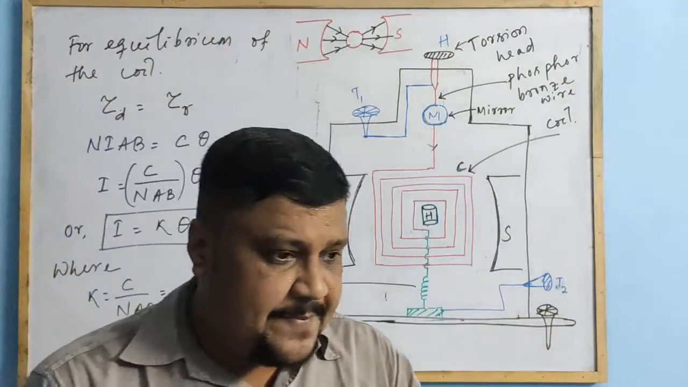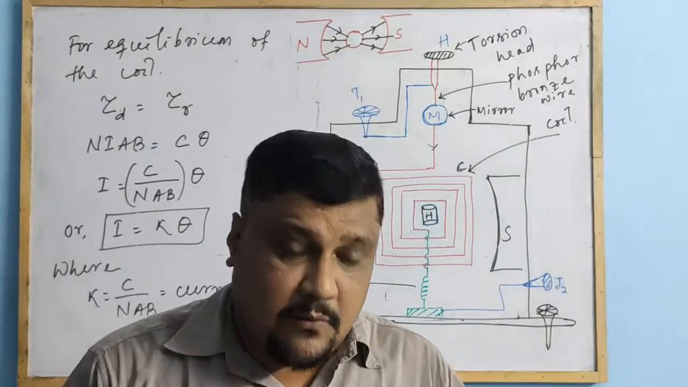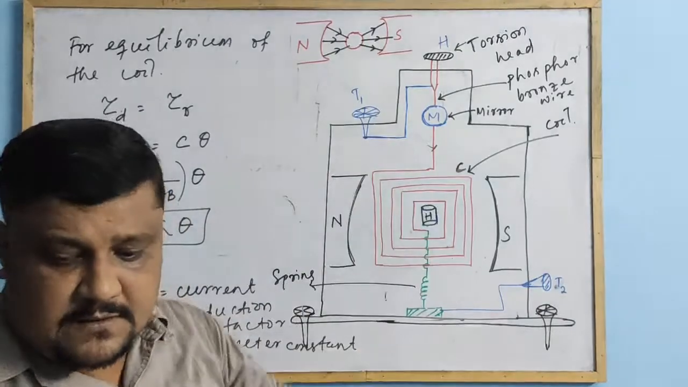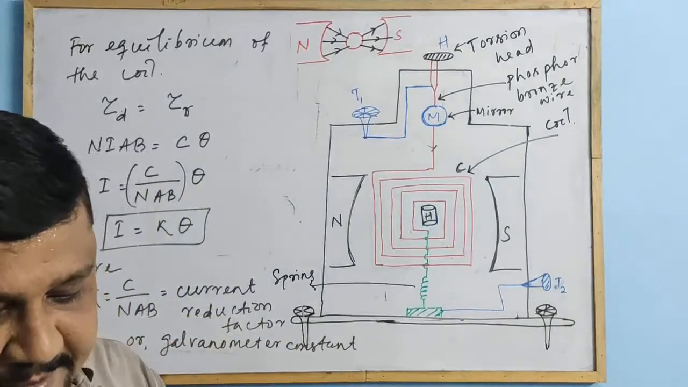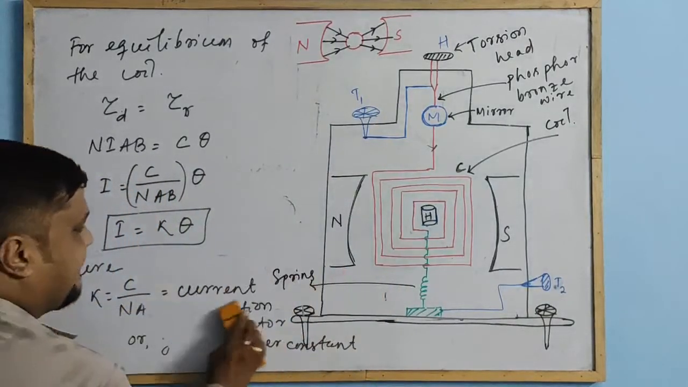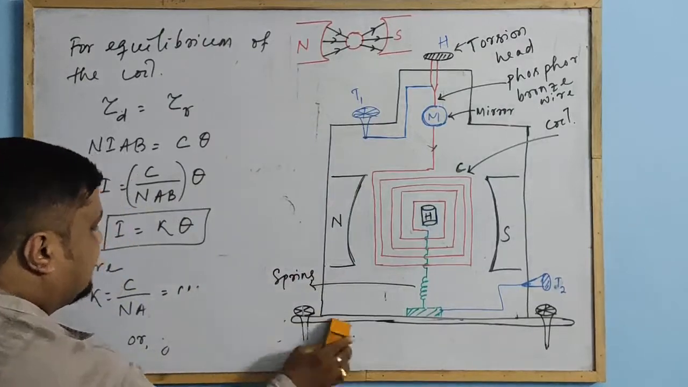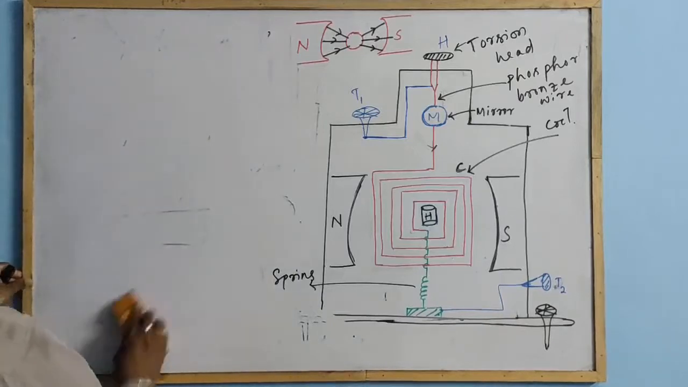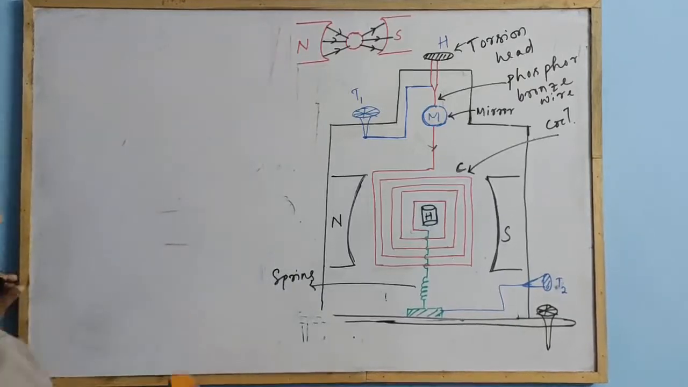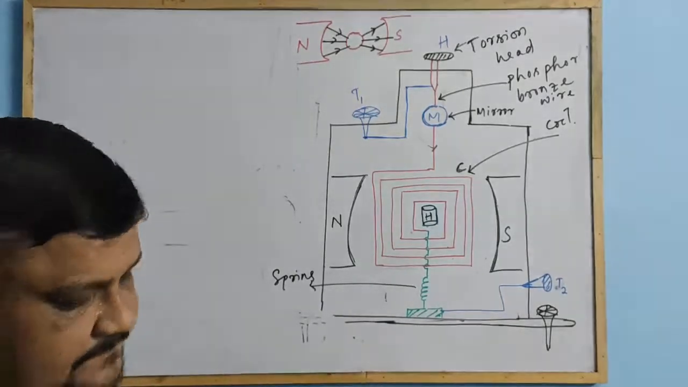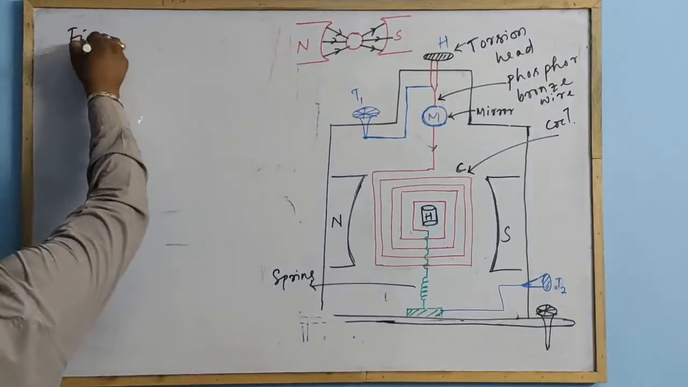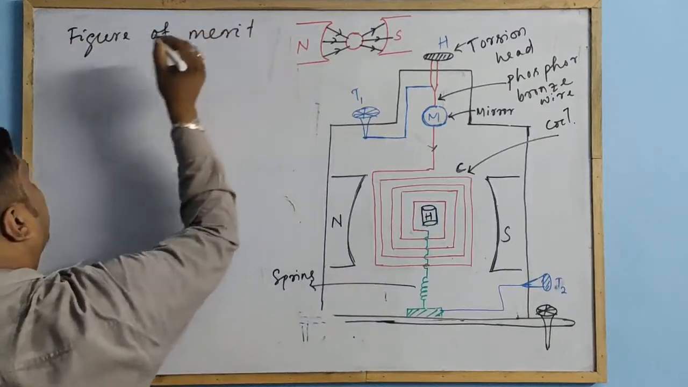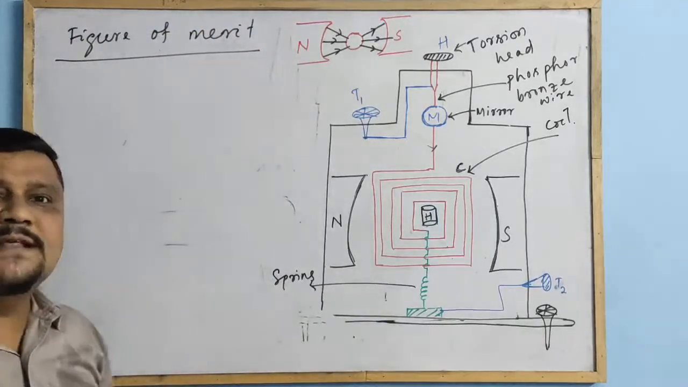Next we will go to the other part: what is the figure of merit of this moving coil galvanometer? There is also a question, what is the figure of merit of a moving coil galvanometer?